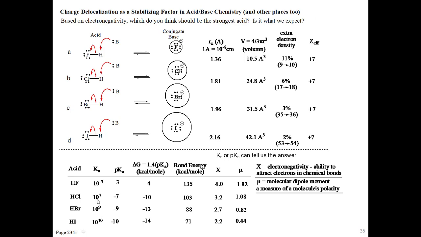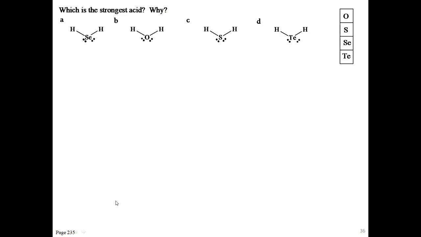If we look at HCl, you know from freshman chemistry, HCl, HBr, and HI are very, very strong acids, 100% dissociated. And they're actually negative pKa's, so that means negative delta G. Very, very favorable.